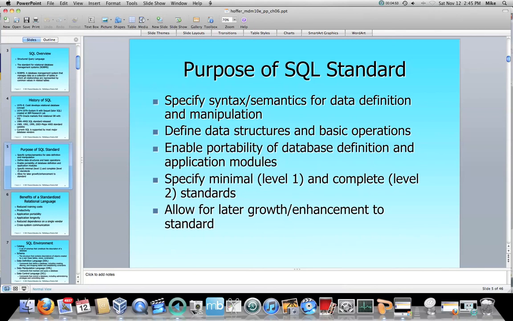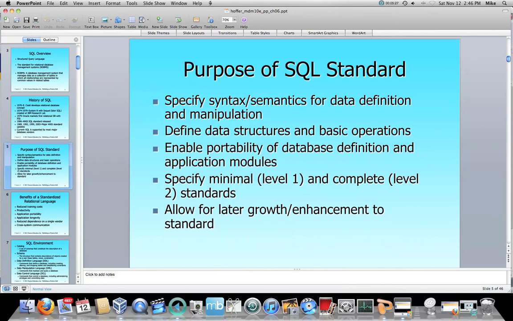So it set up syntax and semantics for data definition and the way you manipulate data. It defines data structures and the basics of the operations. It enabled portability, right? So once I defined my databases, say in Oracle, and then I wanted to go to DB2, it made it very, very easy to port. So we want database vendors competing on different capabilities rather than the basic structure.